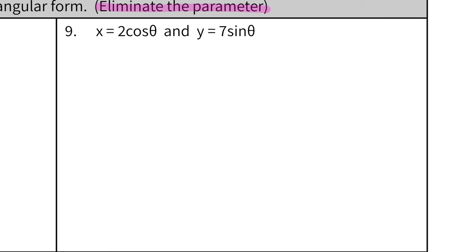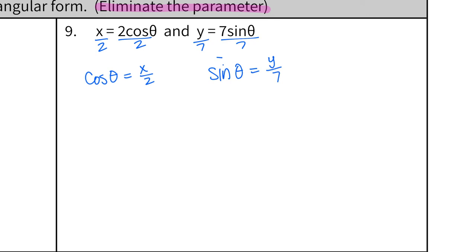So what I'm gonna do is solve each one for cosine and sine. Here there's a 2 in the front, so if I divide by 2, cosine would just be x over 2. And same thing for this one, I just want it to be regular, so I'm going to divide both sides by 7. Sine theta is y over 7.